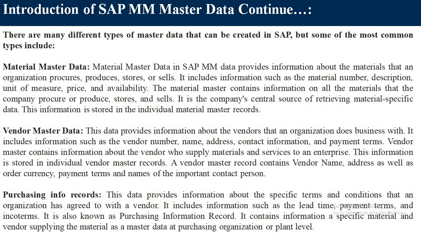The third one is a purchasing info record. The data provides information about the specific terms and conditions that an organization has agreed to with a vendor. It includes information such as lead time, payment terms, and Incoterms. It is also known as a purchasing information record. It contains information on a specific material and the vendor supplying the material as master data at the purchasing organization or the plant level.